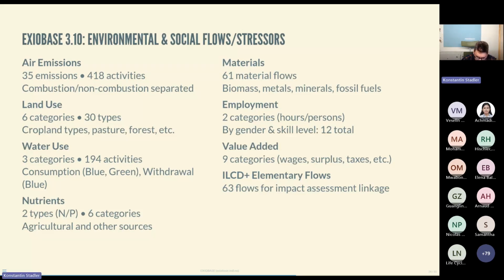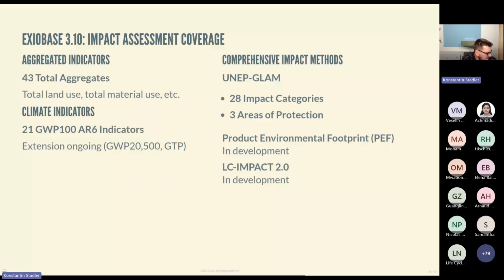We got some criticism in Exiobase 3.9 for not including impacts anymore. So we now have, in 3.10, the impacts will be back and we will extend them. So we have these traditional aggregated impacts like total land use, total material use, and so on. Climate indicators, now all based on Assessment Report 6. Currently we have GWP 100 values, but we will also include 20 and 500. And then we have these new UNEP-GLAM impact categories. We will include the PEF in Exiobase 3.10. LCA Impact is a little bit of a question mark, either in 3.10 or in 3.11.